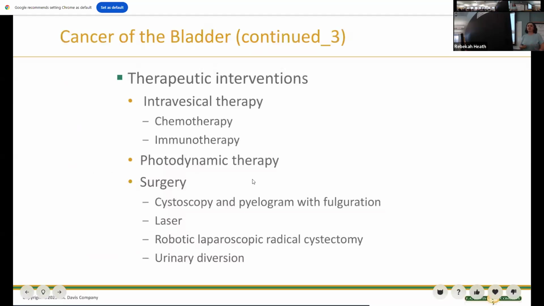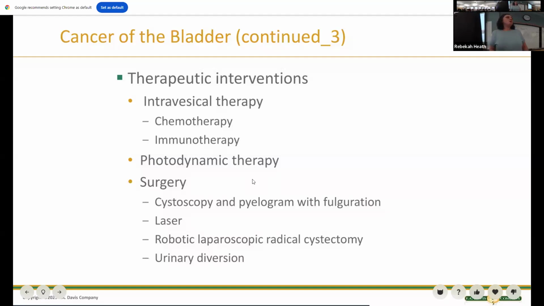So therapeutic interventions, they might do intravesical therapy. Essentially it means chemo usually, right? Chemo or immunotherapy. There might be photodynamic therapy. I haven't heard a lot of that around here, but it's about using certain types of light rays to help battle the cancer. And they might do surgery, right? Sometimes they go in and try to remove the tumor itself. They might do a cystectomy. They might have to remove the whole bladder.